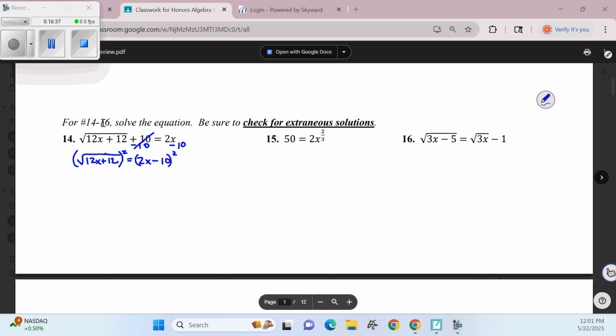That means foiling over here. So this goes away on the left. We end up with 12x plus 12 equals, right? The math that we're really doing here is 2x minus 10 and 2x minus 10. Foil that out, so we end up with 4x squared minus 20x, minus another 20x is actually going to be a minus 40x plus 100.